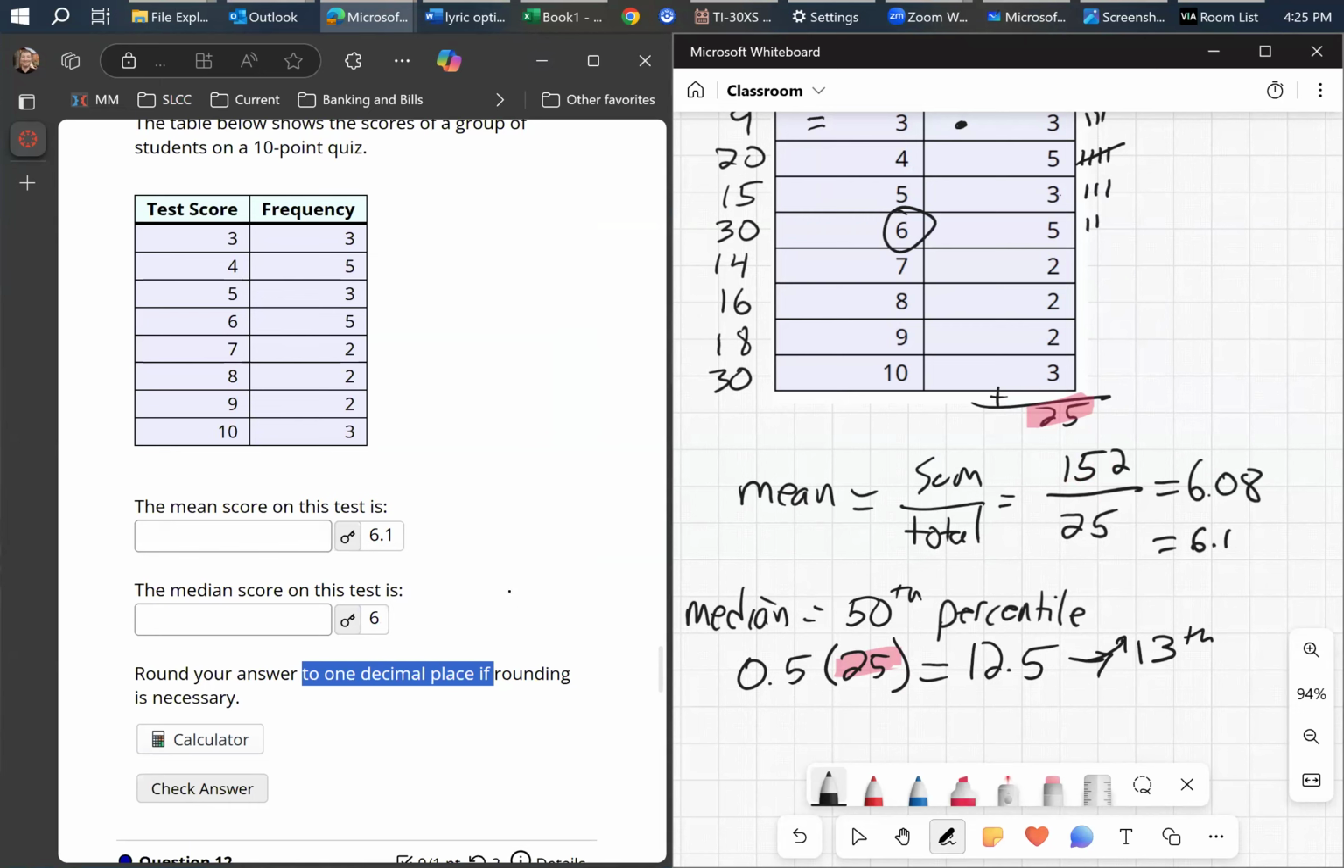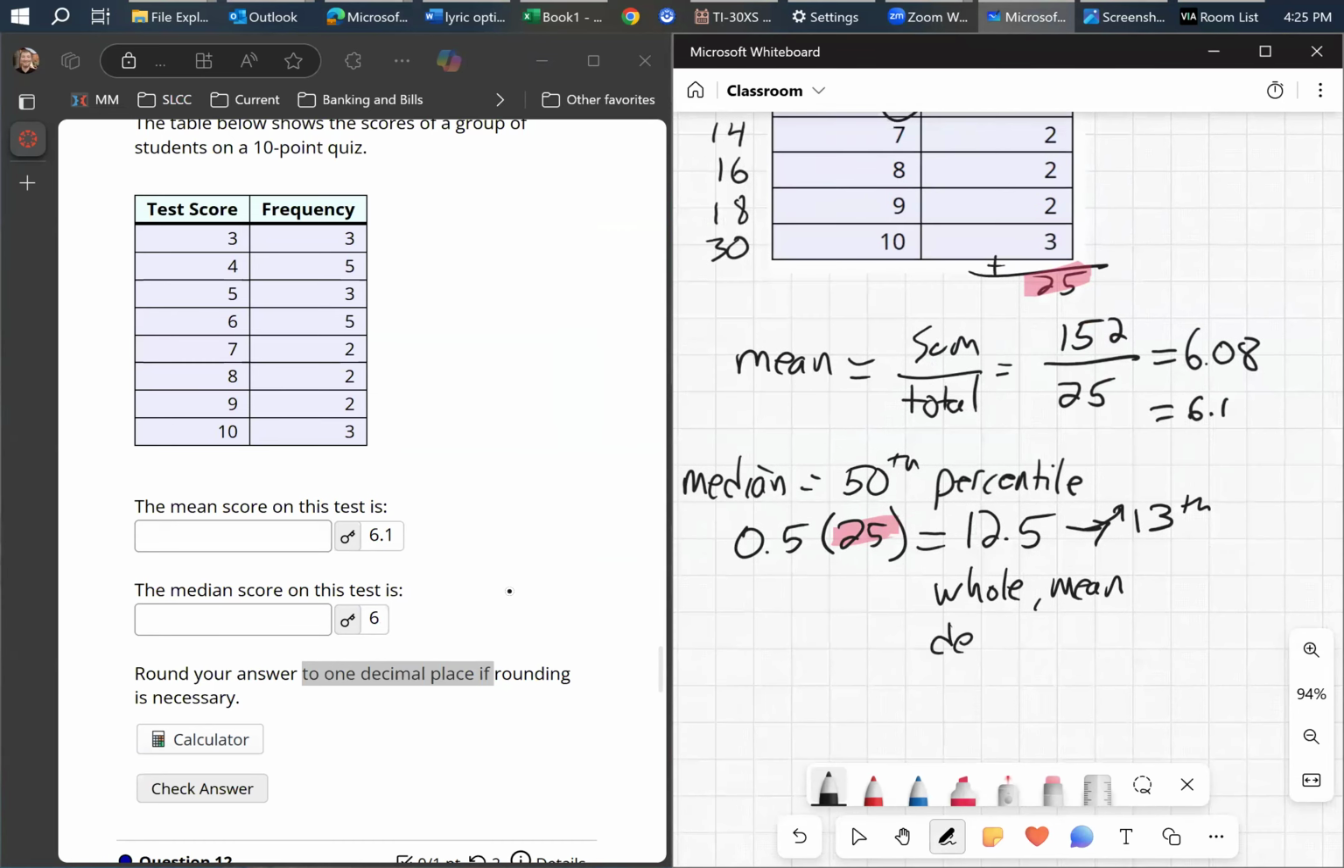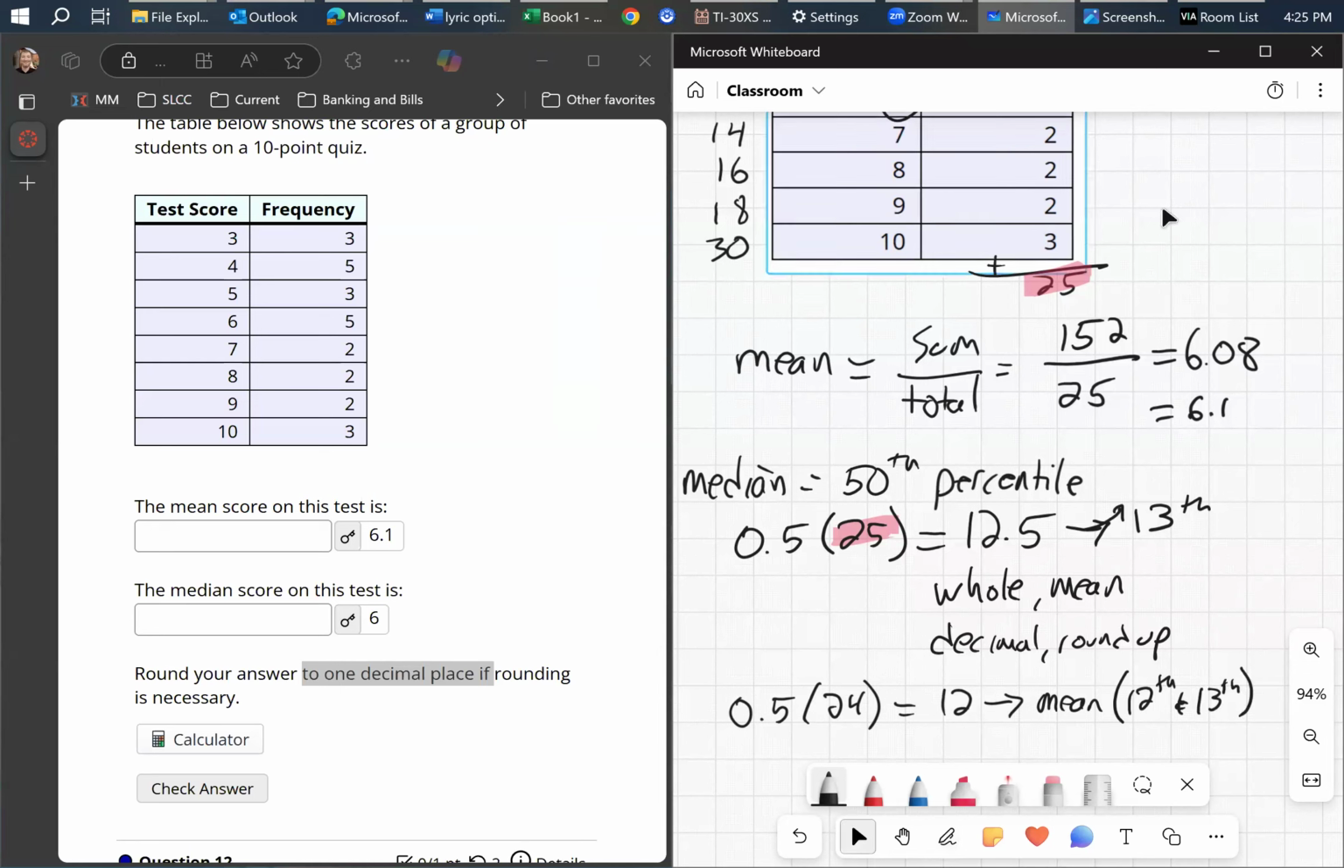For the percentile method, if you get a whole number, then you do a mean. If you get a decimal, you round up. So if we got a whole number, say we did 0.5 and there were 24 of them instead, then that would be 12. Then that would tell us to do the mean of the 12th one and the next one, 13th. So in this problem, the 12th and 13th were both 6s. So the mean of 6 and 6 is still 6. It wouldn't have changed the answer. But that's the general rules you do for the percentiles.